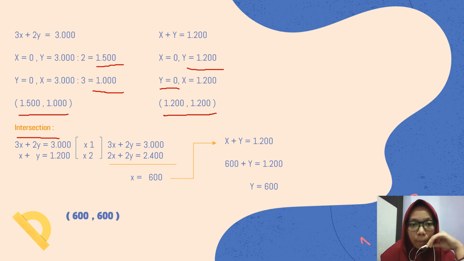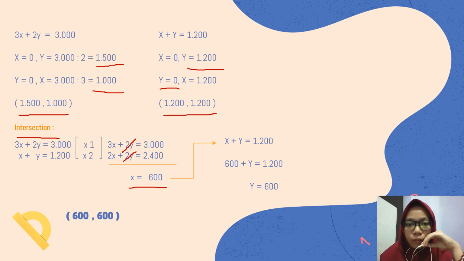So 2y minus 2y is 0. 3x minus 2x is x. And then 3,000 minus 2,400. So x is equal to 600.